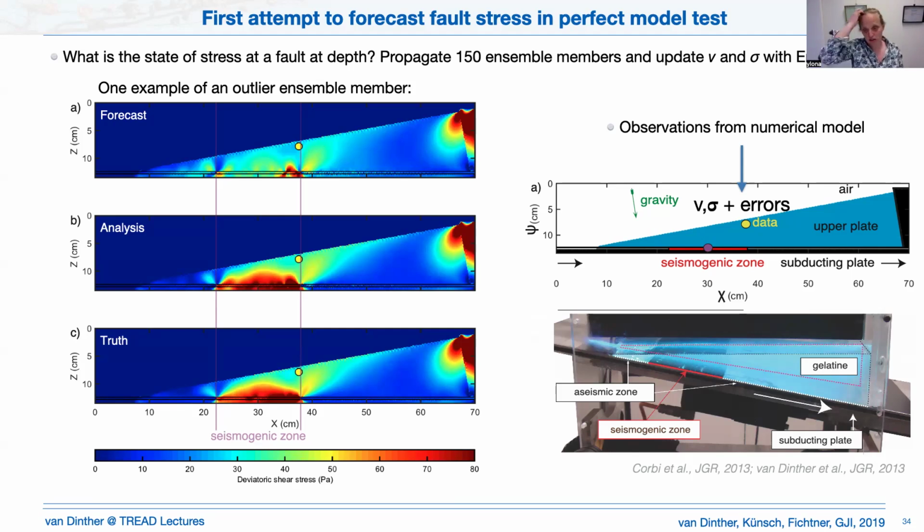If we do the Ensemble Kalman filter and we do one analysis step, adding only one observation at the yellow point in time, the physics-based model can reconstruct this stress pattern, as you see in the middle in the analysis, fairly well, because it knows from 150 other models, if you have such and such velocity, what the velocity and stress pattern at the fault would look like.